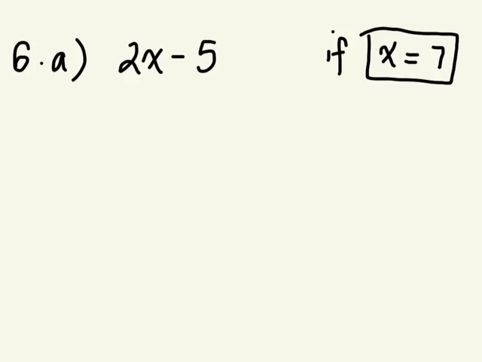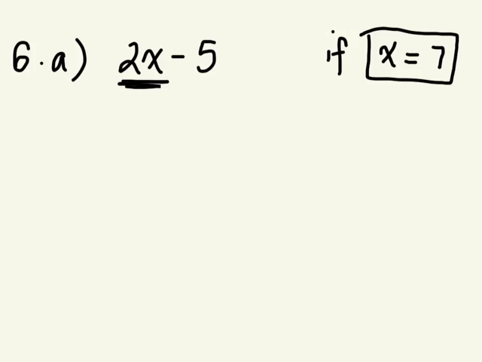The expression you're given is 2x minus 5, and you're told that x is equal to 7. What does 2x mean? What operation? 2 times something. Good. Well, we're told that that something is what? So what am I going to do with that information? 2 times 7. I'm going to plug it in.